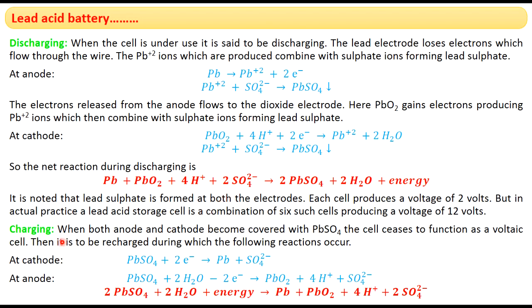The cell reactions during charging the battery are: at the cathode, lead sulfate consumes 2 electrons forming lead and sulfate ions. At the anode, PbSO4 plus 2H2O minus 2 electrons gives rise to PbO2 plus 4 protons plus sulfate ion. So the overall reaction will be 2 lead sulfate molecules plus 2H2O plus energy gives rise to lead plus lead dioxide plus 4 protons plus 2 sulfate ions. These are the cell reactions occurring during discharging and charging of lead acid battery.